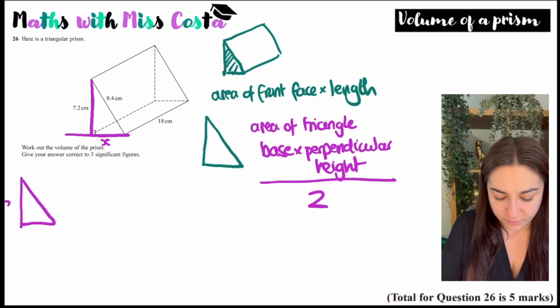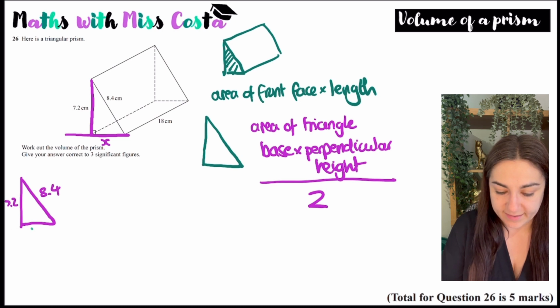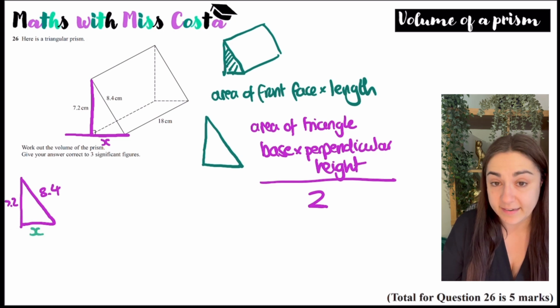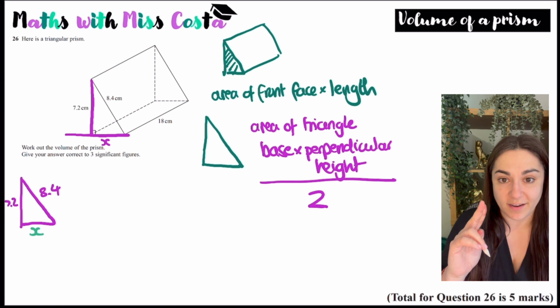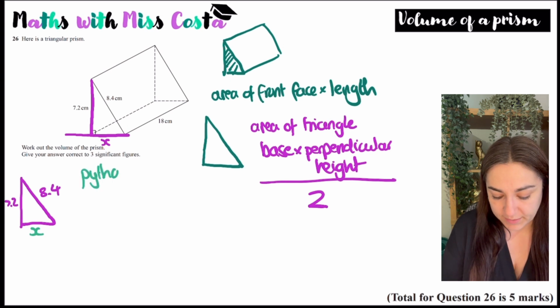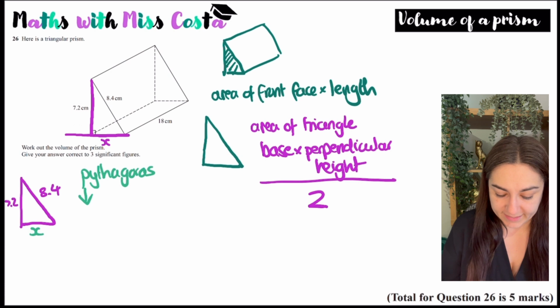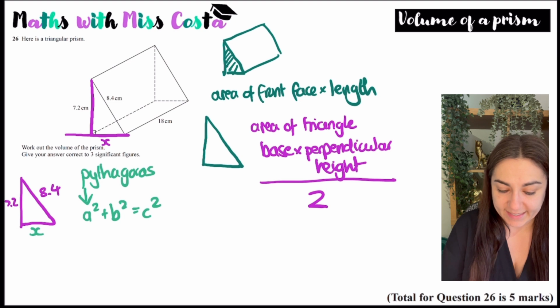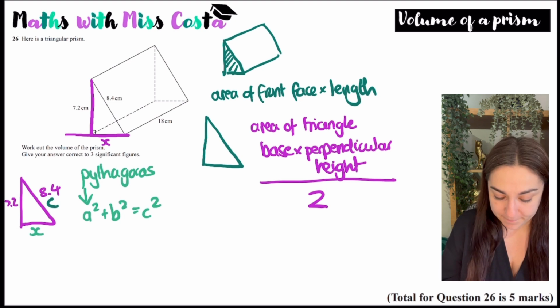So I've got a triangle. I know what this side is. I know what this side is. And I need to figure out this missing side. So when you've got a triangle and you know two sides and you need the third side, you use Pythagoras. So Pythagoras' theorem states that a squared plus b squared equals c squared, and c is the longest length. So I know that this is going to be c.